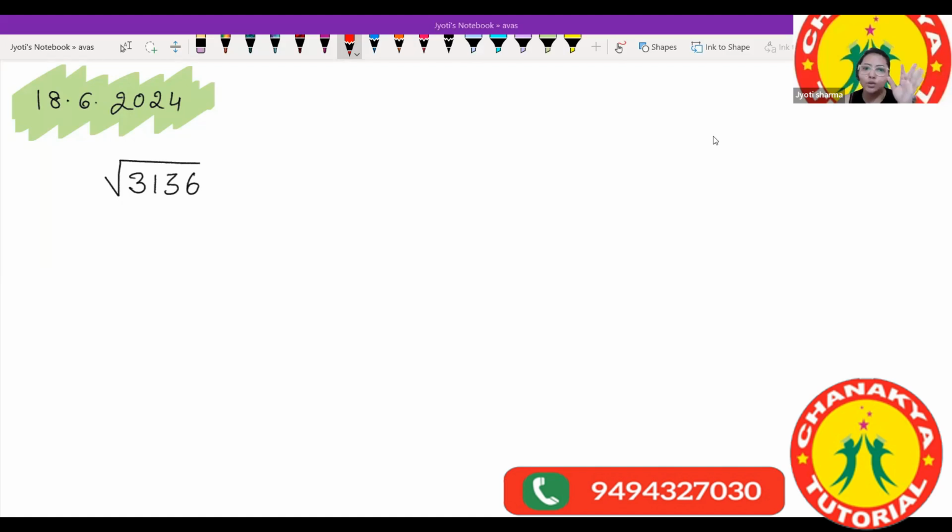Last I do the question. Yes, ma'am. Find the square root using prime factorization. Everyone, try faster. Once we learn all the methods of square root, then we are going to do some word problems also.